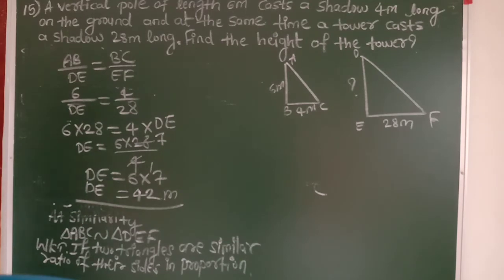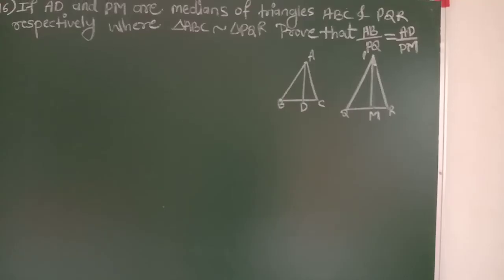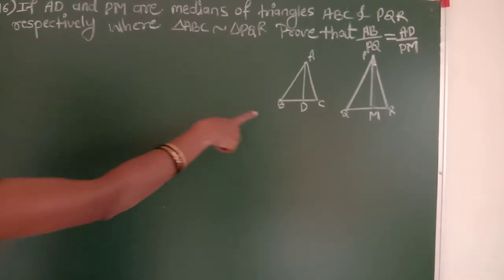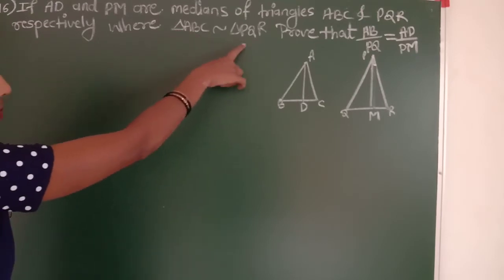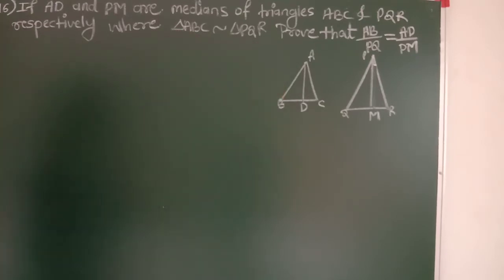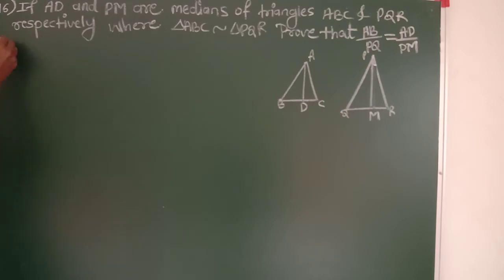Next, 16th one. If AD and PM are medians of triangle ABC and triangle PQR, where triangle ABC is similar to triangle PQR, prove that AB by PQ is equal to AD by PM.